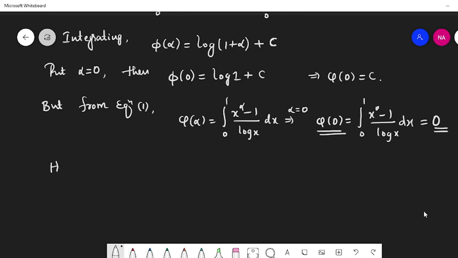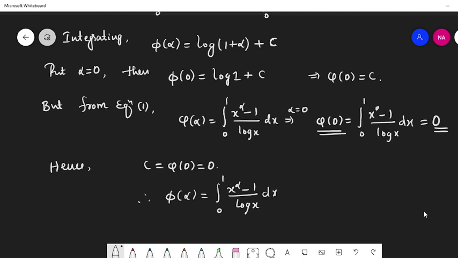Hence c equal to, that is phi of 0 equal to 0. Therefore phi of alpha, which is nothing but integral 0 to 1 x power alpha minus 1 divided by log x dx, is equal to log of alpha plus 1. That completes the solution. So with this, we have stated Leibniz rule and we have solved three simple problems on Leibniz rule.